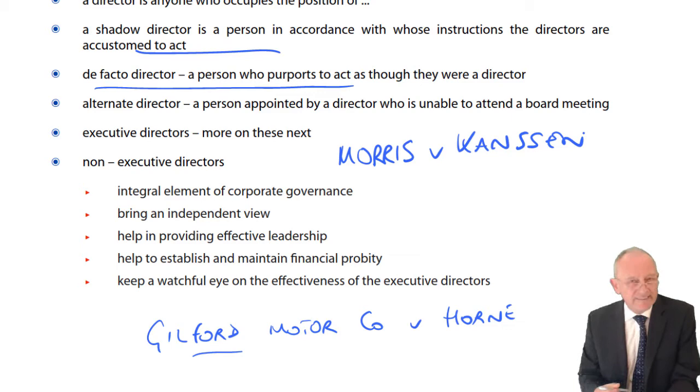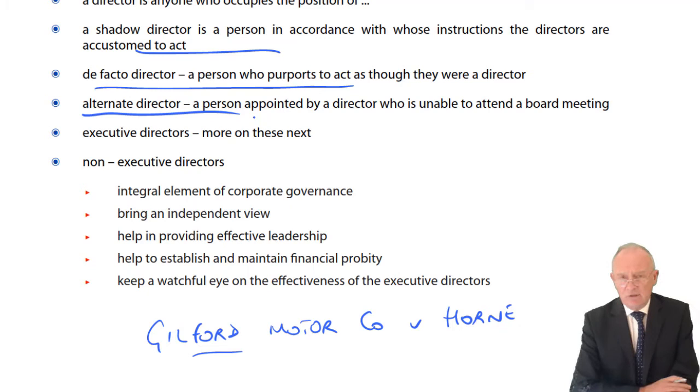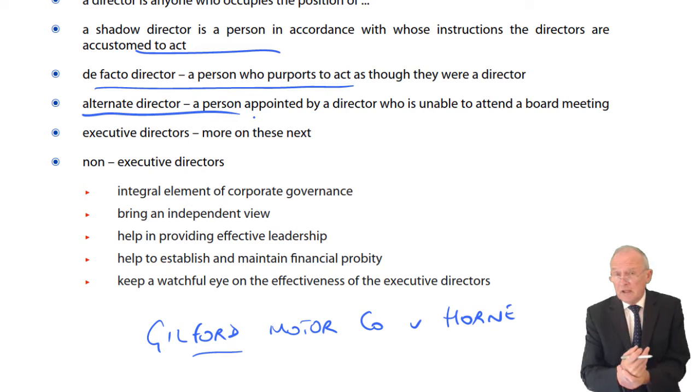Alternate directors, I've got it in the notes. I have never heard in practice of an alternate director. Never. In theory, it's available where a director is unable to attend, for instance, board meetings. He may send a nominee along to attend in his or her place, and that would be an alternate director. But I've never heard of it happening in practice. It's there. Exec directors, more on these in the notes, because these are the ones who run the company.